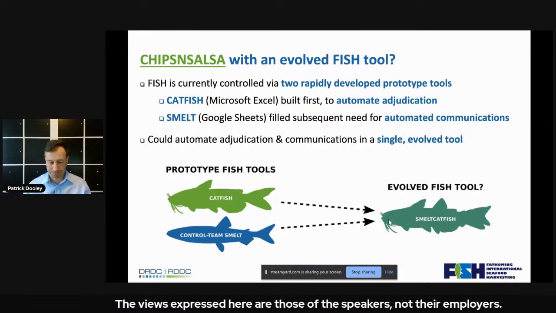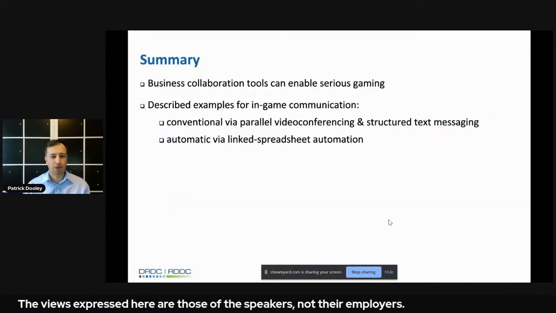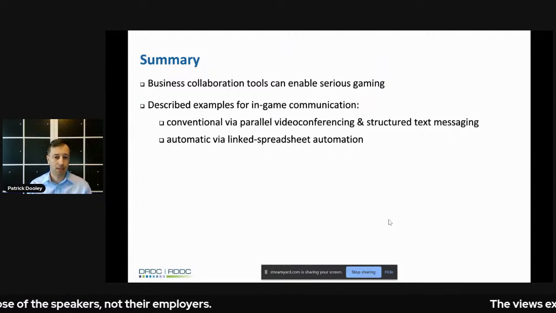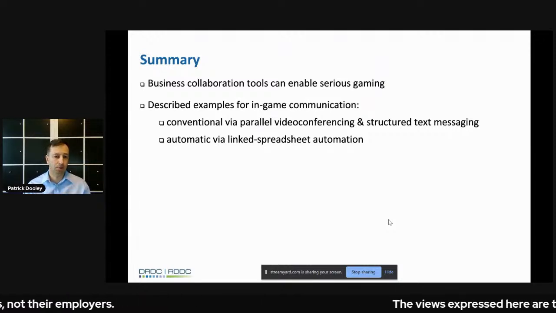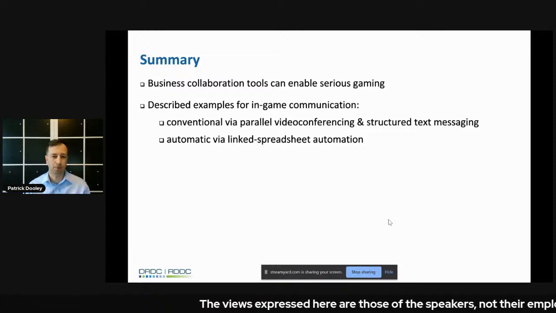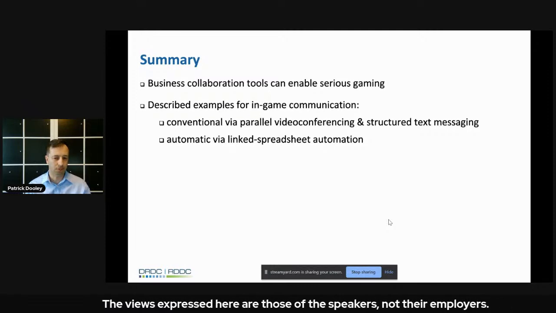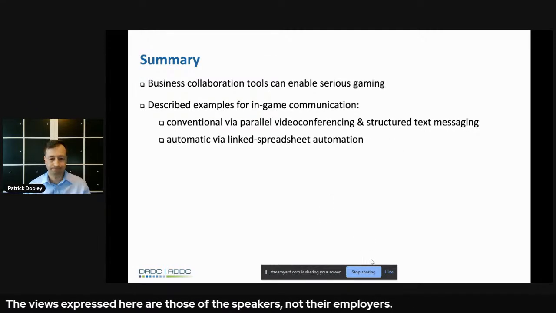So with that, I'll sum up, talk to you about business collaboration tools, 3 kinds, how we can use them for in-game communication, both in a conventional sense by using video conferencing and structured text messaging in parallel, and automatically using linked spreadsheet automation.